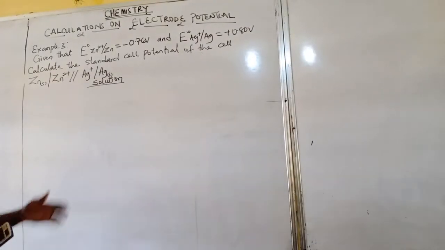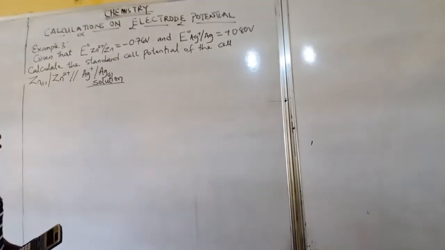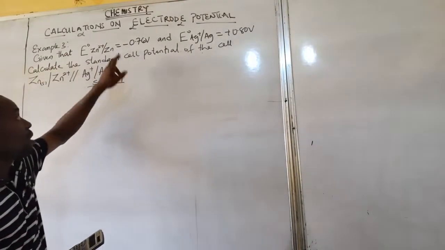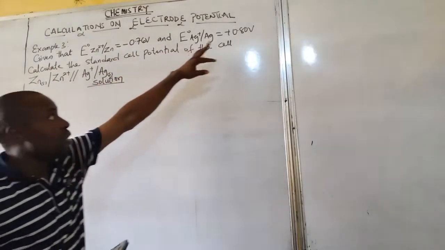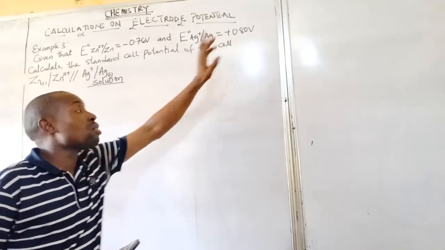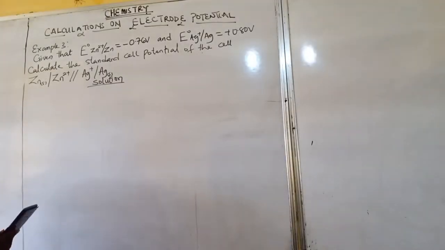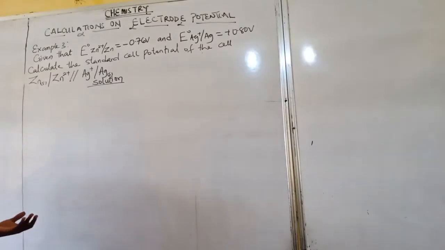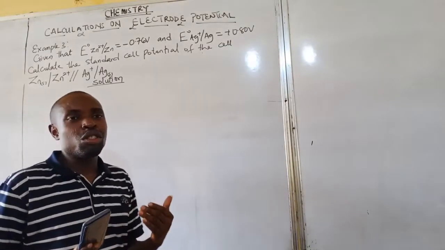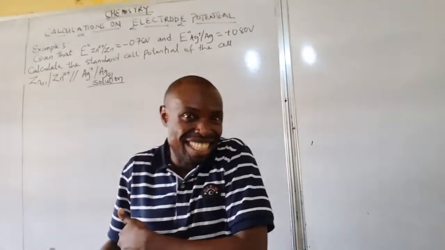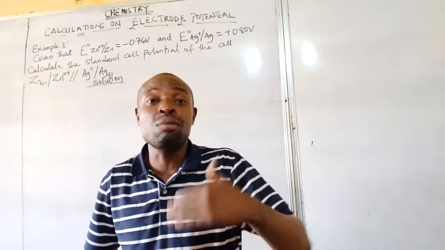I said, given that the E naught of zinc 2 ion and zinc is this volt, and silver ion and silver metal is this volt, calculate the standard cell potential of the cell. Now, very simple. If you look at this question now, in this question we're given the cell notation. So that's a guide.